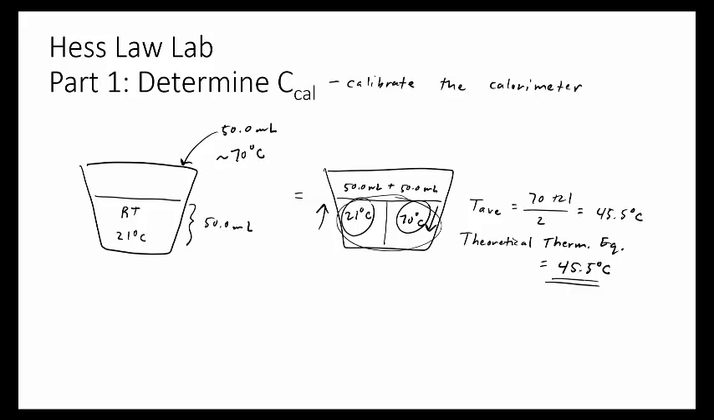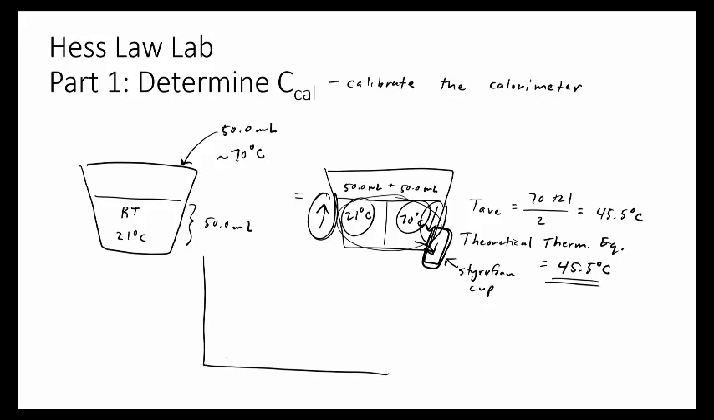The reason it won't be exactly 45.5 is because when this one heats up and this one cools down, some of this heat energy actually escapes into the styrofoam cup. The experiment design for determining this number is really clever. You graph the result, and then over time you measure the rate of heat loss.